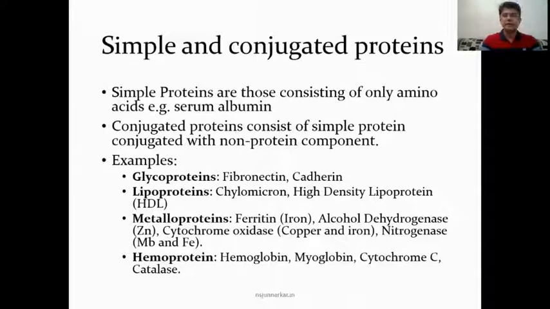Metalloproteins include the proteins which are conjugated with metal ions. So ferritin is an example, alcohol dehydrogenase which has zinc in its structure, cytochrome oxidase which has copper and iron in its structure, nitrogenase complex which has molybdenum and ferrous in its structure. Hemoprotein is another class of the conjugated proteins where the proteins are conjugated with the heme group. The examples include hemoglobin, myoglobin, cytochrome C, catalase, etc.